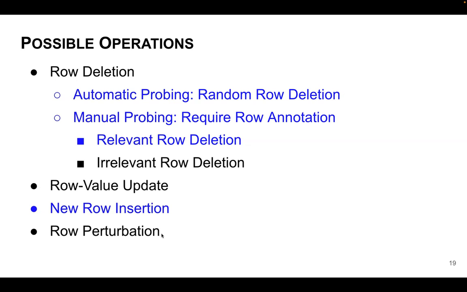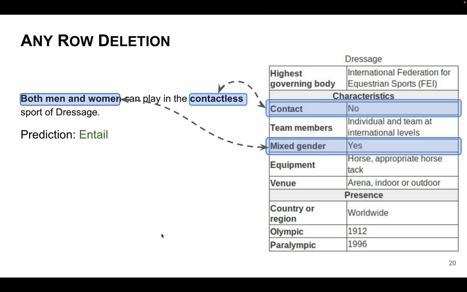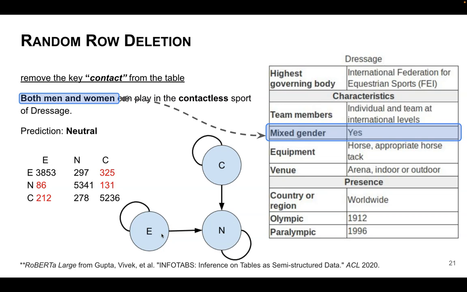Now let's dive into examples of row deletion and new row insertion. First we delete any random row. Here you can see, if I remove the row contact, the model prediction should change to neutral, because if you remove any row, entail can either stay entail or go to neutral, but it cannot go to contradict. That is explained in the deterministic state automata diagram in the center of the figure. As you can see, there are many examples, around 325, where entail goes to contradict, and there are also examples where contradict goes to entail, 212. These are significant numbers where the model is failing on the perturbed examples.